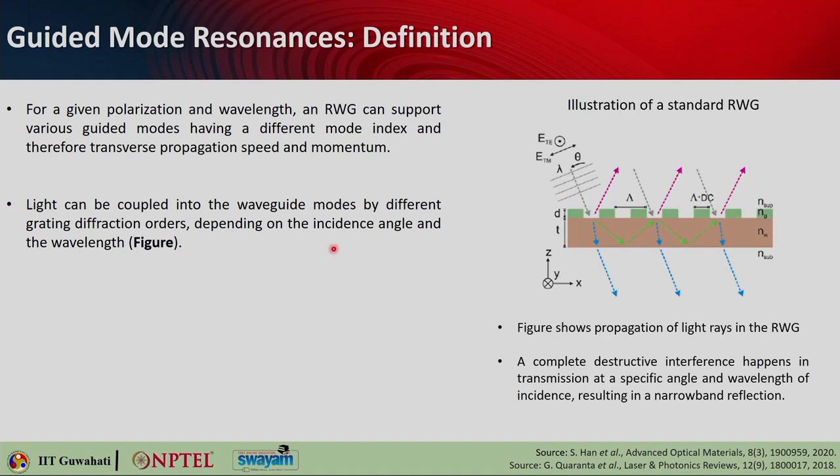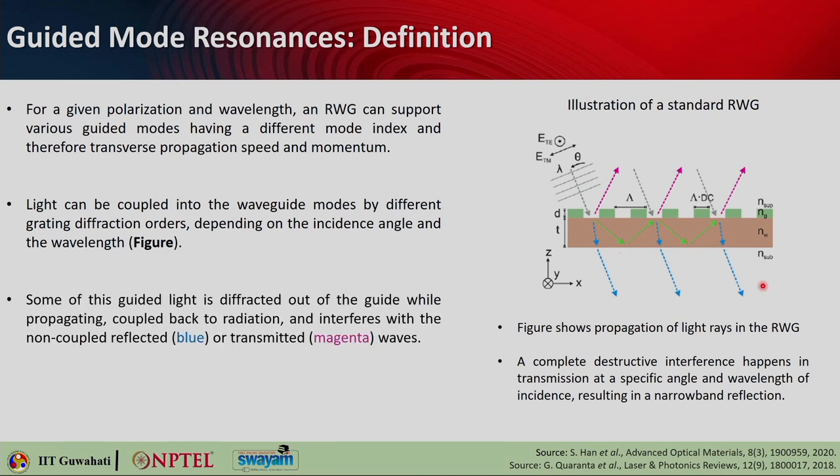So, light can be coupled to the waveguide modes by different grating orders. So, diffraction grating, if you remember, not only the zeroth order, there will be plus 1, minus 1, plus 2, minus 2, plus 3, minus 3 and so on. So, all the diffraction orders are possible. So, the particular angle that is more than the critical angle at this interface will be totally internally reflected and will continue to propagate in this waveguide, right? And some part of it will leak out, and that is how the leaky waves are also coming.